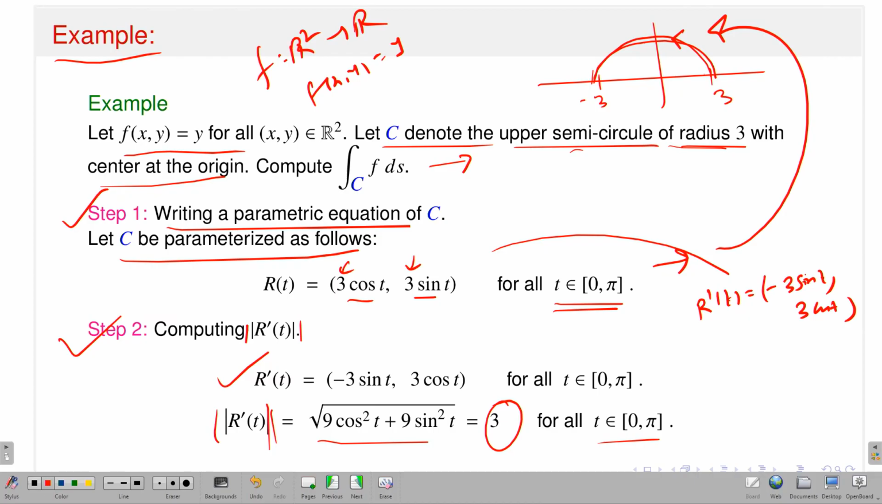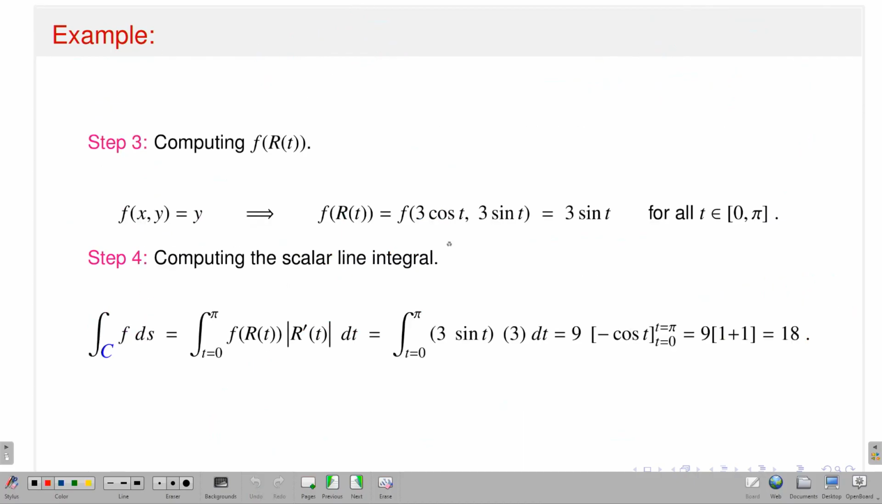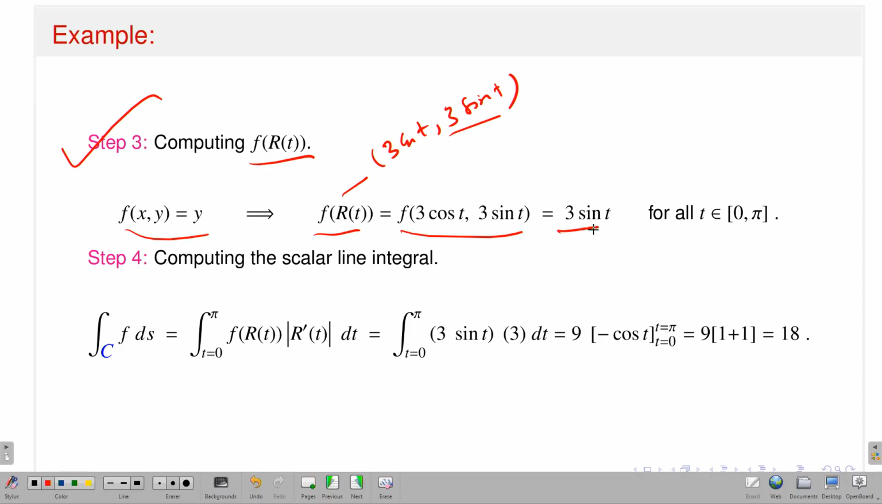Now, what is my step 3? You have to calculate what is f of r(t), right. So, step 3, computing f of r(t). Now, f of (x,y) is equal to y, that is the projection kind of thing. So, f of r(t), which is nothing but (3 cosine t, 3 sin t), it is a y, that means only 3 sin t will be there. So, f of (3 cosine t, 3 sin t) is exactly equal to 3 sin t. So, step 3 is done, and step 4 you just use the formula.